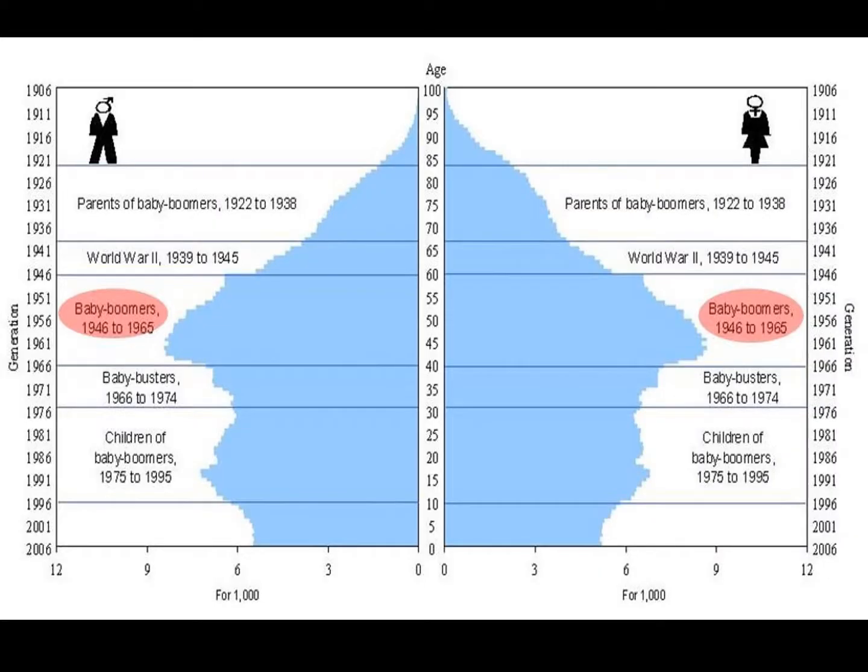Here we see the different cohorts or generations all represented in this population pyramid. At the very top, we see the parents of the baby boomers. Then we see World War II. Then we see the baby boomer generation. After the baby boomers, we see the baby busters, which are known as Generation X. Then the children of baby boomers, which are known as the millennials. And then y'all, which is the youngest generation, known as Generation Z.